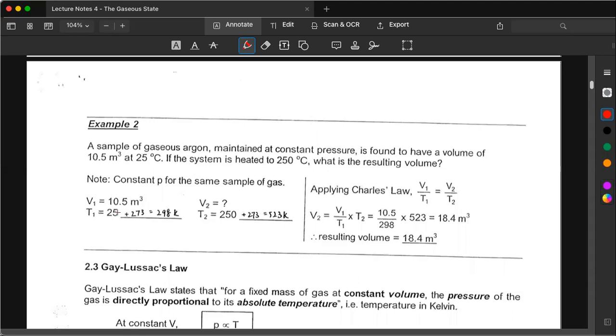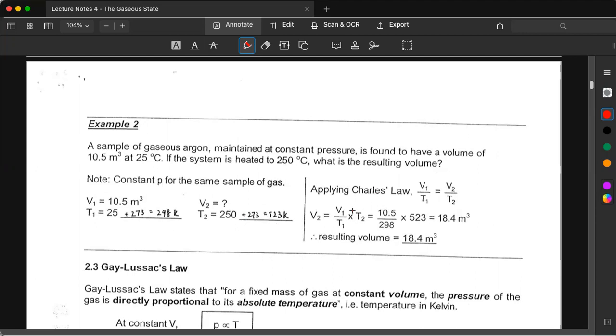Now, so V1 is 10.5 meter cube, V2 is the unknown. T1, remember, this temperature has to be in absolute temperature, Kelvin. So you need to convert 25 to Kelvin, plus 273 to give you 298 Kelvin. And the temperature when the system was heated to was 250 plus 273 to give us 523 Kelvin.